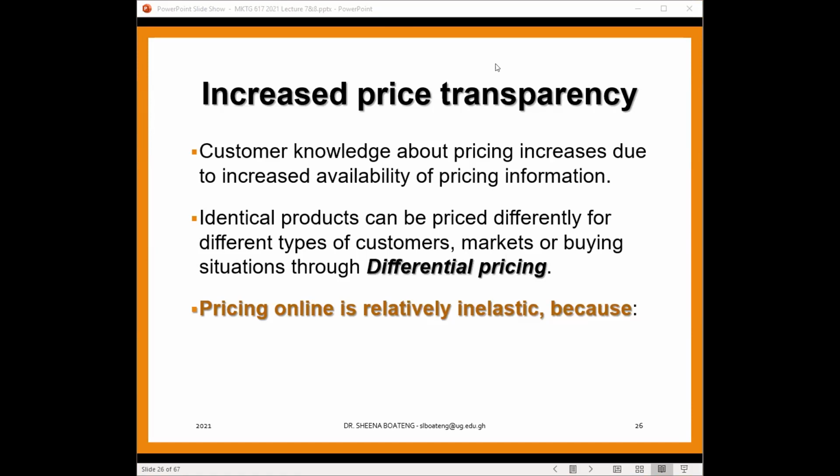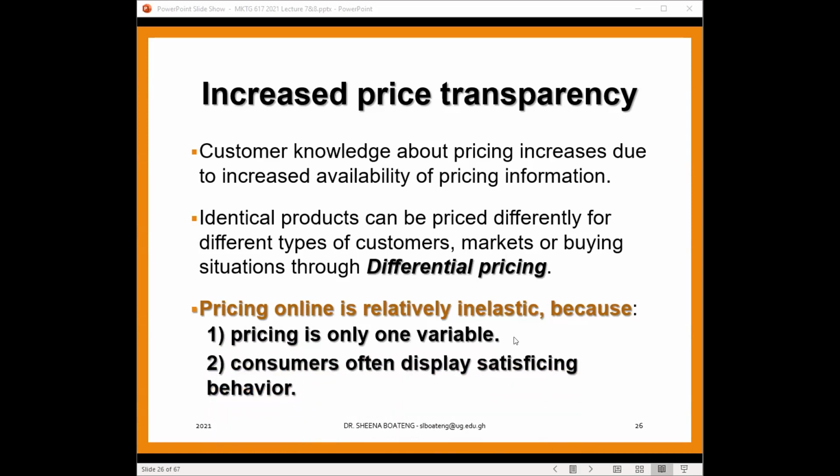Okay. So like I was saying, with regard to pricing online, this is relatively inelastic in the sense that pricing is only one variable that we can use to determine whether or not a customer will buy a particular item. So we cannot for a fact say that if we reduce the price, more customers will buy, or if we increase the price, less customers will buy, right? And another thing we also need to understand is that consumers often display what we refer to as satisficing behavior. They would often not go in for the best quality at the best price.